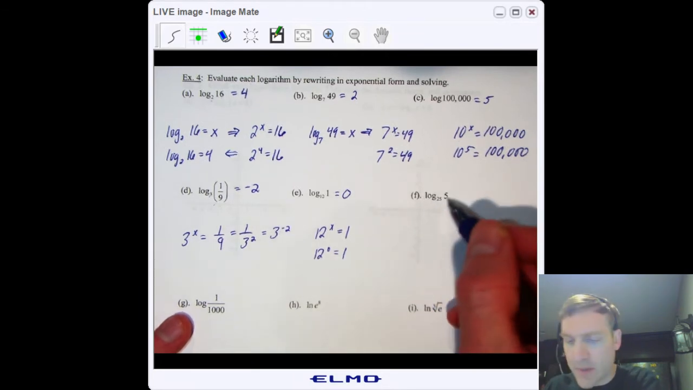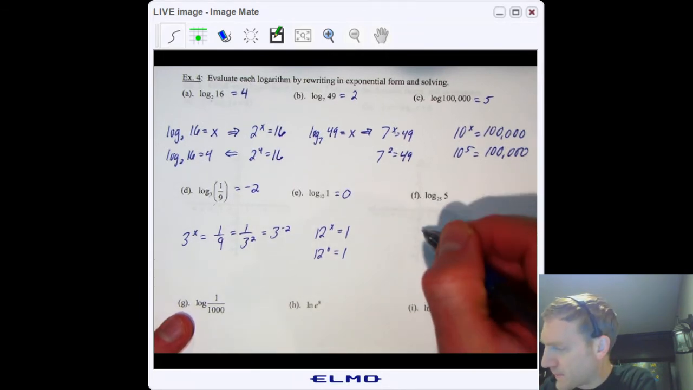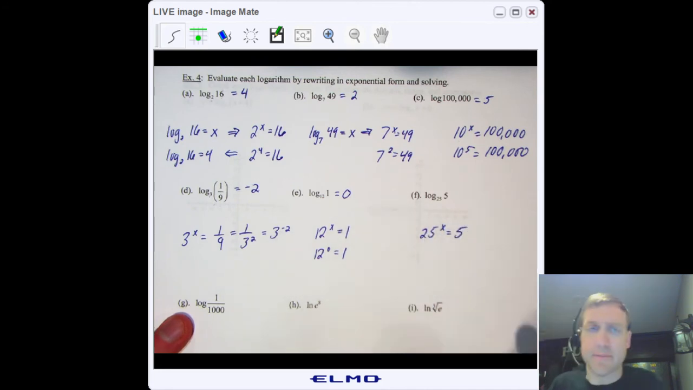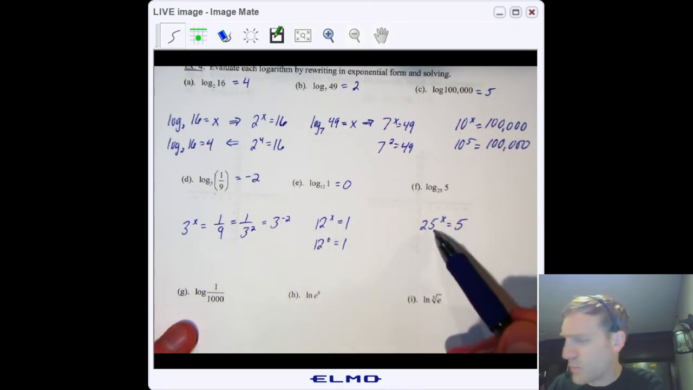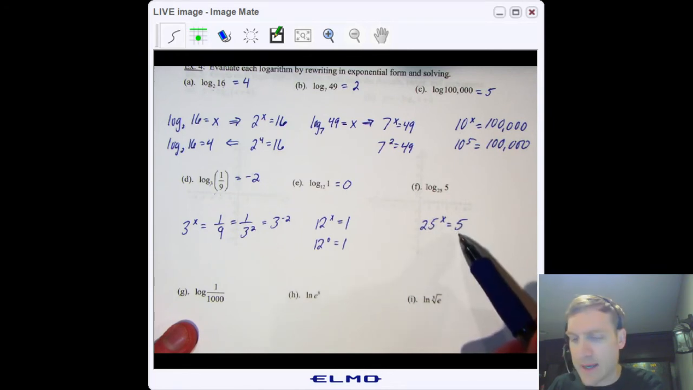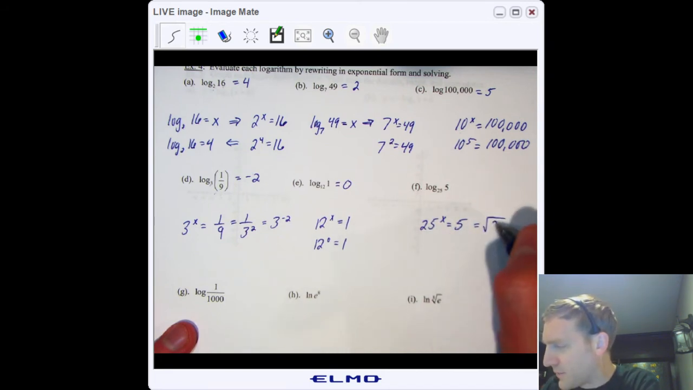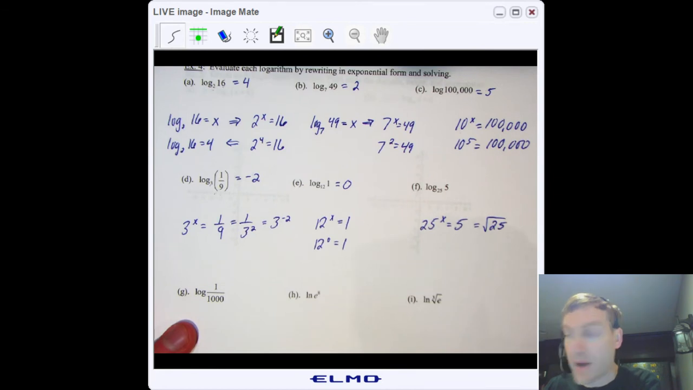Next one, log base 25 of 5. So 25 to what power is 5? That's kind of challenging. Wait, 5 is smaller than 25. How do I get a power of 25 to write it as 5? Well, let me see. What is 5? Can I write 5 using 25? Well, 5 is the square root of 25, right?